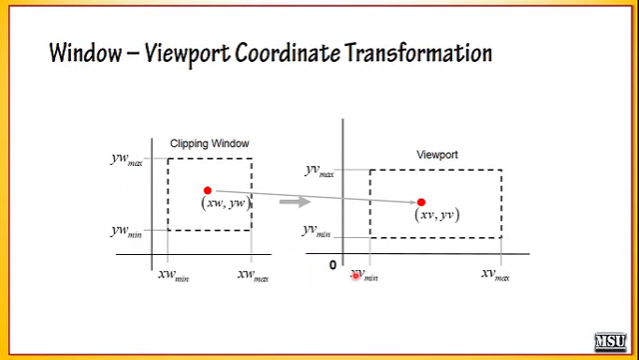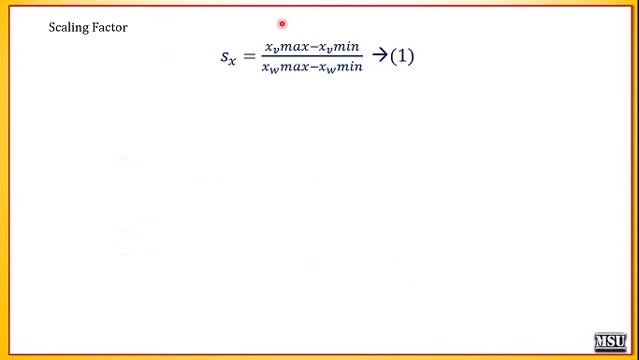So here it is converted into xv minimum to xv maximum and yv minimum to yv maximum. So the scaling factor we are going to consider is xv max minus xv min divided by xw max minus xw min. If the size is increased, then the scaling factor is greater than 1. If the size is reduced, the scaling factor value will be less than 1. And similarly we are going to use it for the scaling factor for y.